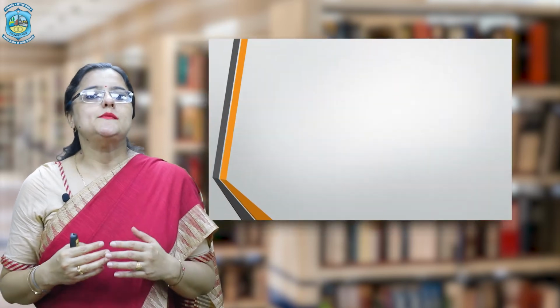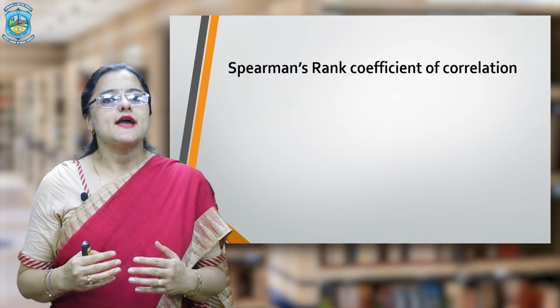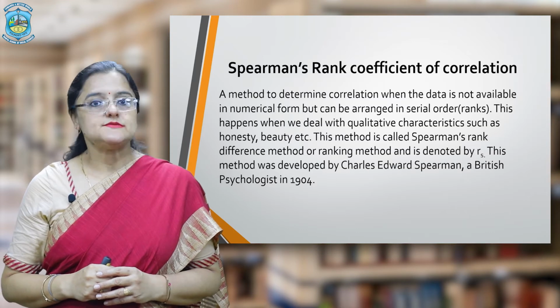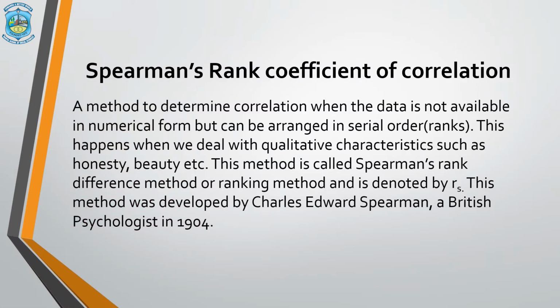Now in this video, we'll be talking about Spearman's rank correlation method. As the name suggests, this method was proposed by Charles Edward Spearman. He was a British psychologist and he proposed this method in 1904.